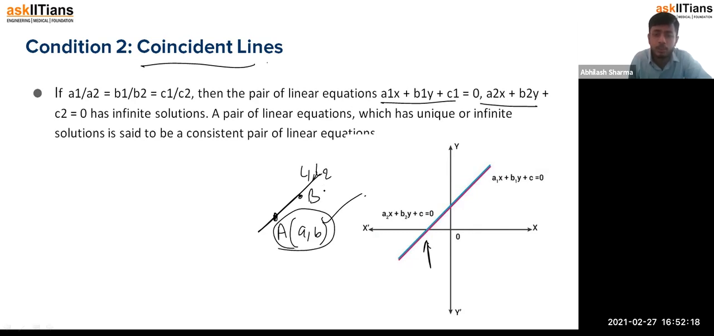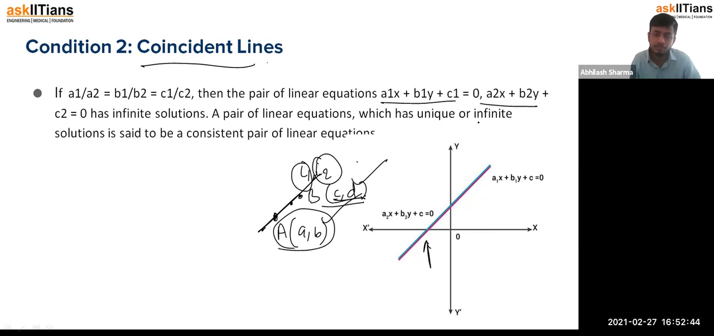Similarly, you take another point B whose coordinates are C comma D, then this is also a solution because C comma D lies on L1, so L1 will be satisfied. It also lies on L2, so its equation will also be satisfied. So this is also a solution. So there can be an infinite set of points which you can take.